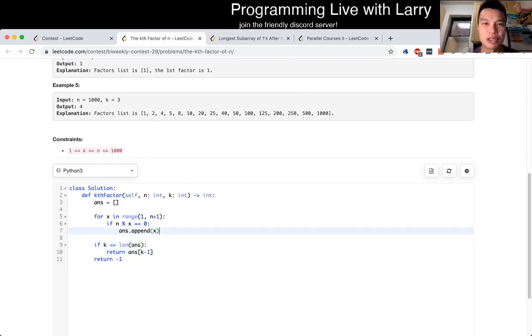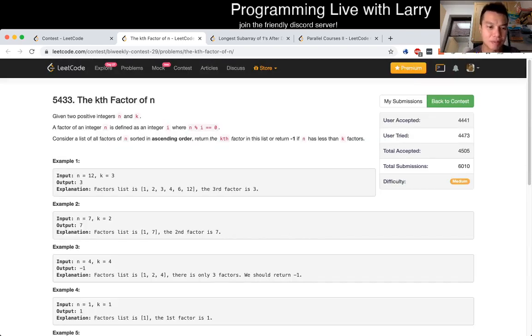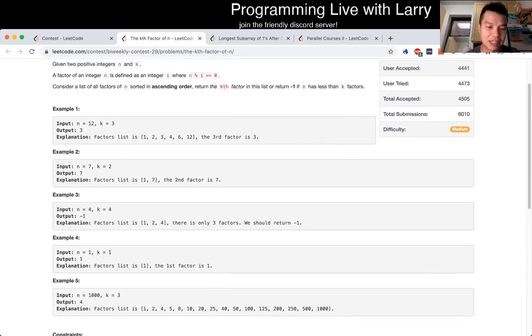You can actually also do this in square root of n time by just going up to the square root of n to count all the factors. That is another way, but because n is at most 1,000, I didn't even have to think about it. So this is O of n time, which is not linear per se. It's just O of n time. And this is just brute force for that reason.